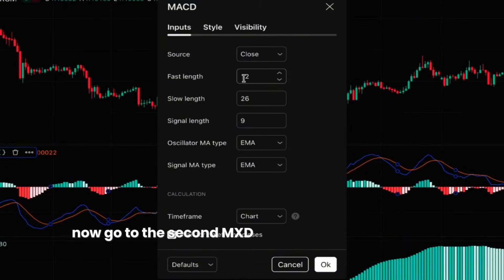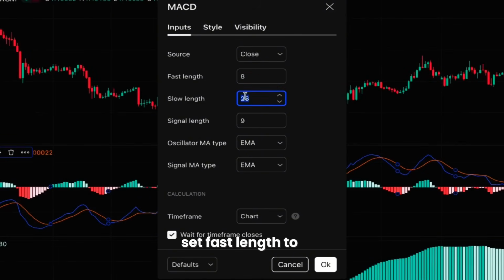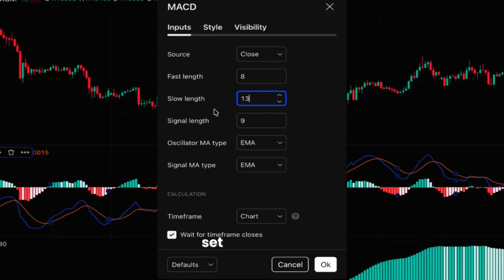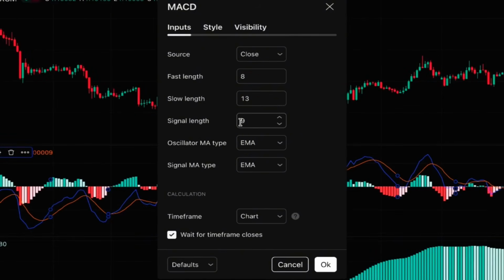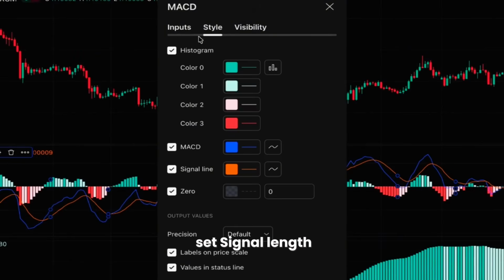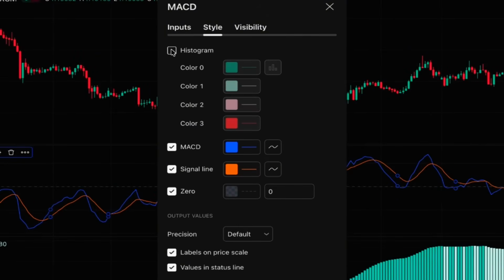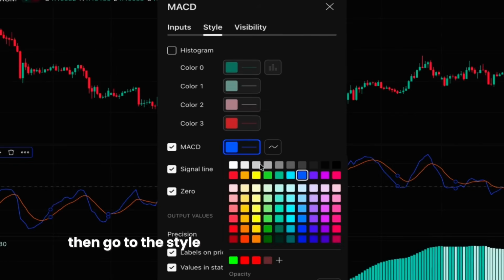Now go to the second MACD and open its settings. In the Inputs tab, set Fast Length to 8. Set Slow Length to. Set Signal Length to. Then go to the Style tab.